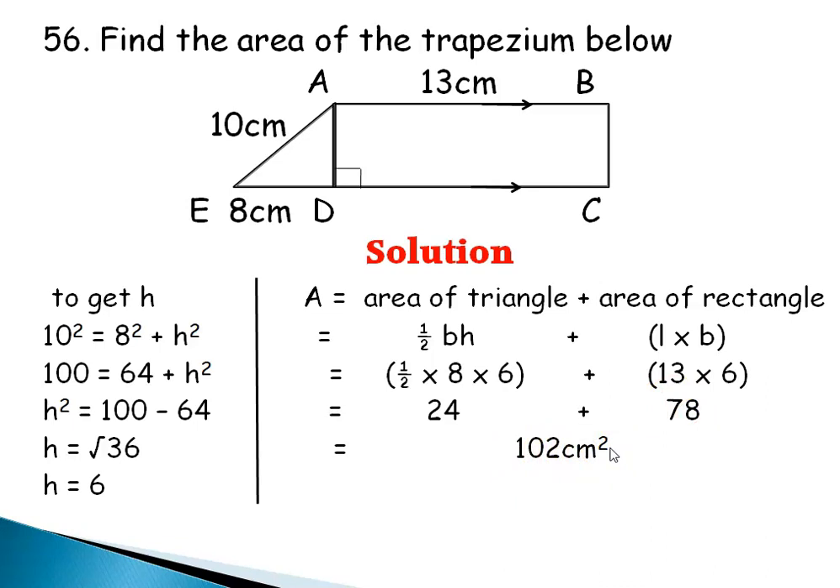Is that okay? Now when you're solving your Pythagoras theorem, always remember that the formula is the square of the hypotenuse is equal to the sum of the squares of the two other sides. Because this is my hypotenuse, that's why I have 10 square is equal to 8 square plus h square. So that is it with this question. Is that okay? Very good.